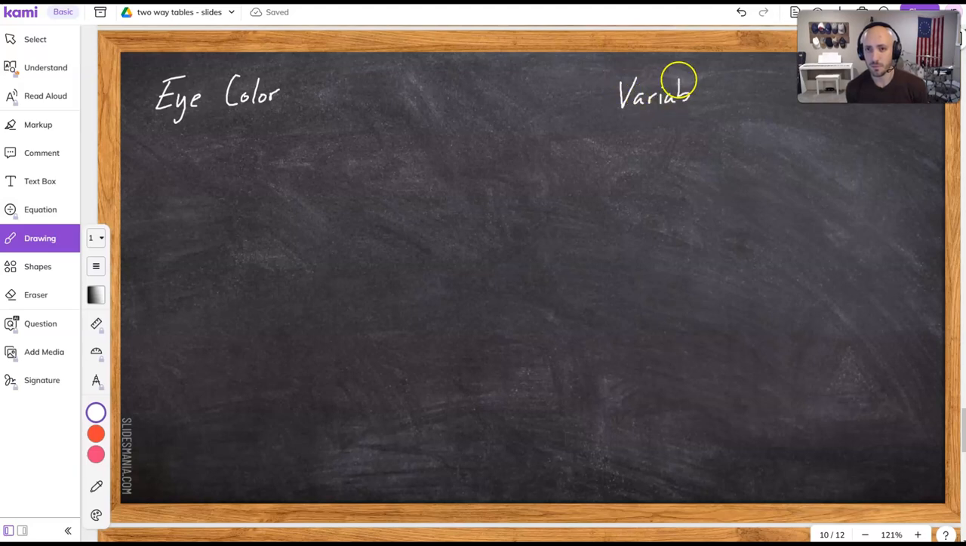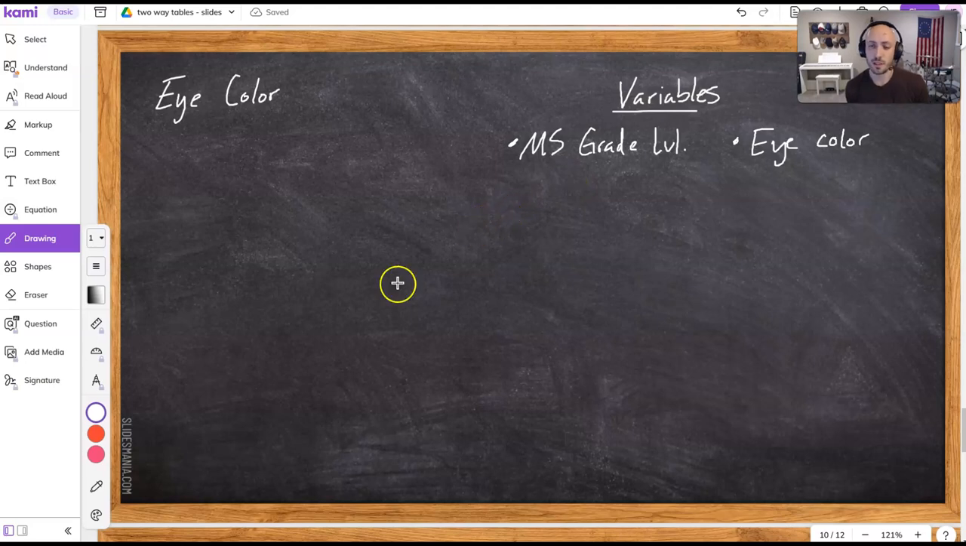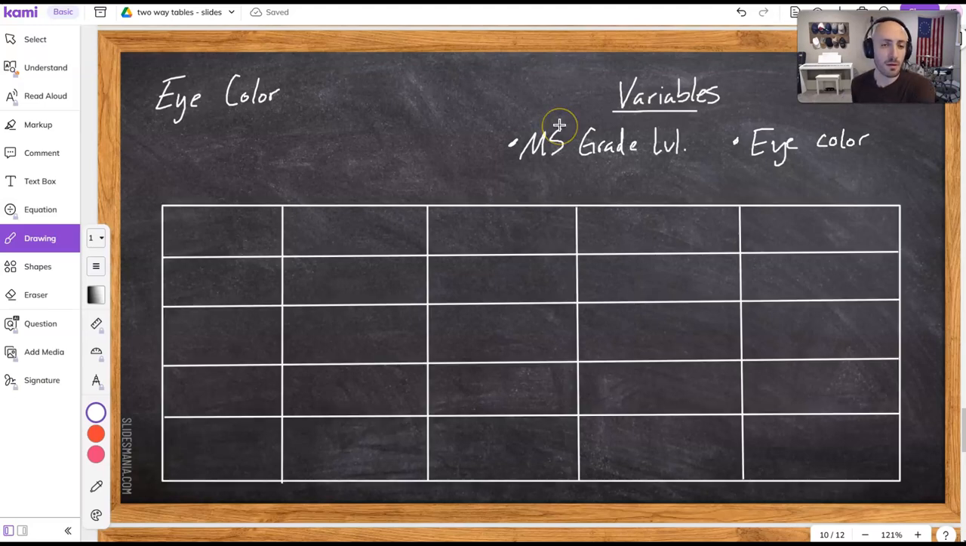Variables are going to be middle school grade level and eye color. Well, obviously there are more than 2 eye colors, and there are more than 2 middle school grade levels. At least at our school there are. So if we make a two-way table with this, it might look something like this. We're going to have more columns and more rows than last time because we have more possible outcomes here. But like I said, this first upper left one is always going to be blank. You can shade that in if you want to.